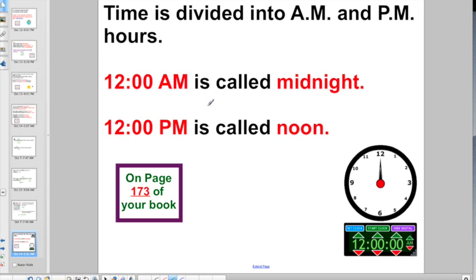So I'm going to start with something I hope is review. 12 a.m. is called midnight. 12 p.m. is called noon. Okay? Not too tough, and if you needed to go back and find that, it's on page 173.